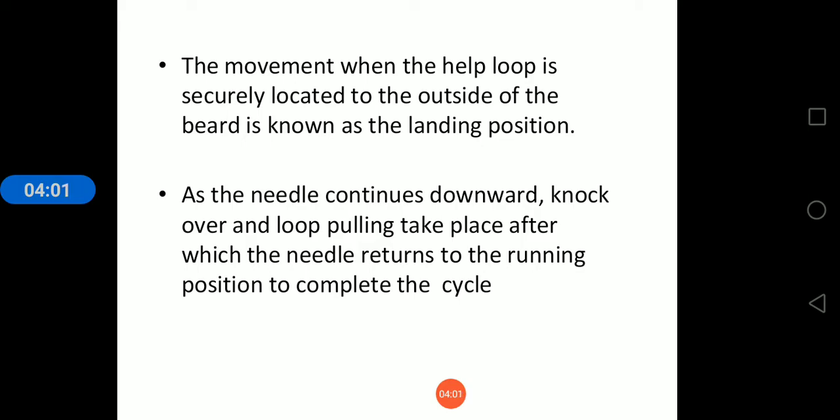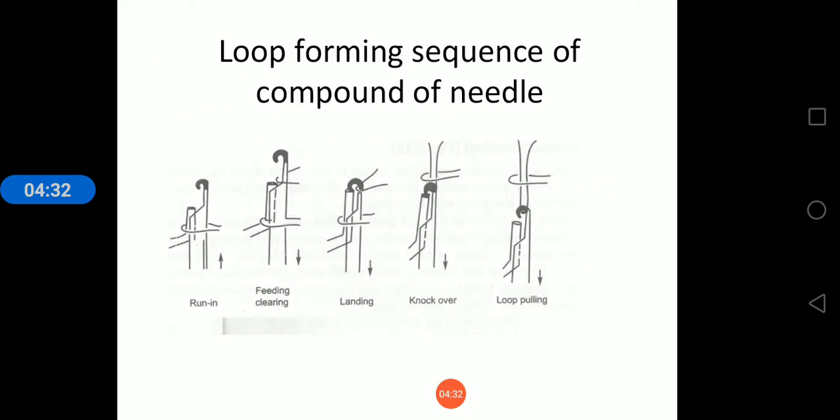The moment when the loop is securely located on the outside of the beard is known as the landing position. Landing position means the new loop is forming from the old loop. Then the needle moves downwards from the landing position, which is called the loop being located outside the beard. As the needle continues downwards, the knockover and loop pulling take place, after which the needle returns to the running position to complete the cycle.